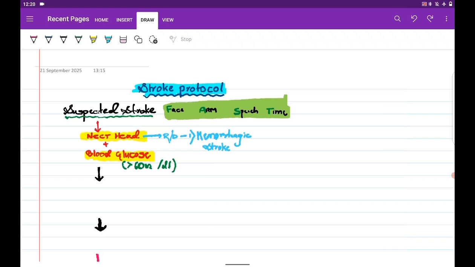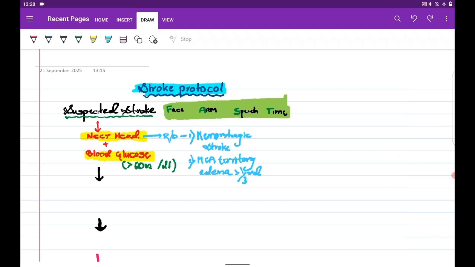So why do we need NCCT head? The first thing is to rule out hemorrhagic stroke. I told you the management of hemorrhagic stroke is completely different from ischemic stroke. Once we have ruled out hemorrhagic stroke, we also have to rule out one more thing, that the MCA territory edema is not more than one third. I told you that the indication for receiving recombinant TPA was that the MCA territory edema should be less than one third. Otherwise there is a high risk of bleeding on receiving thrombolysis.